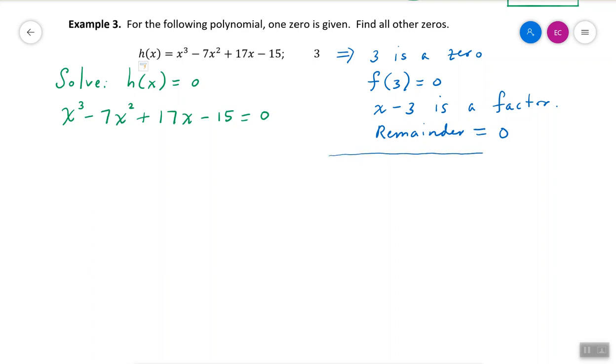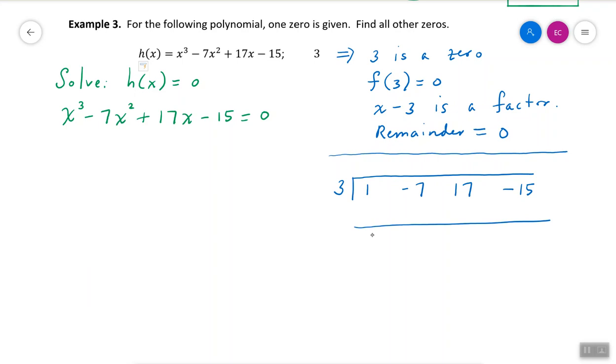So let's do the synthetic division over here on the side. Let's put the value of k out in front, and then 1, negative 7, 17, and negative 15. Then we can bring down the 1, and then multiply and add. Multiply and add. Multiply and add. And again, the remainder comes out to 0, just as it has to, according to the problem.